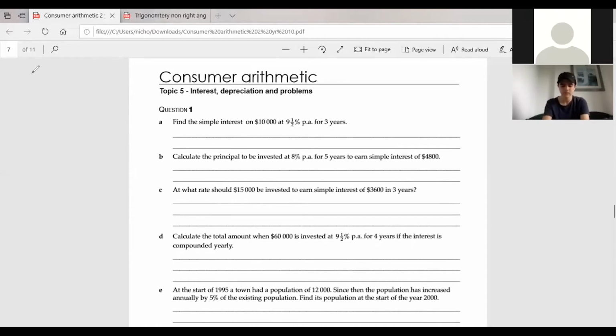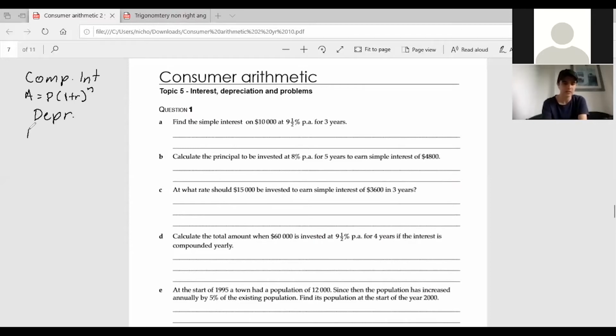So our compound interest formula, what's that? That's A is equal to P bracket 1 plus R bracket to the power of n. Perfect. And depreciation formula?